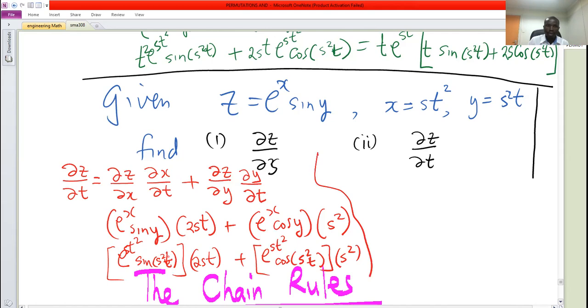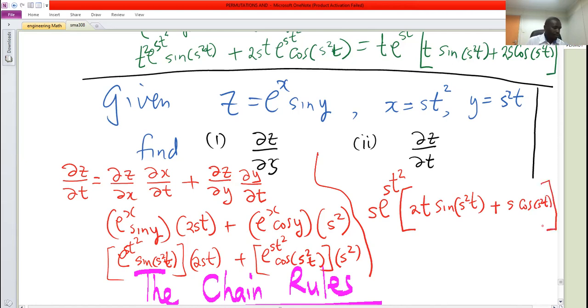So now common here is e^(st²) and then s. So we can say s e^(st²) times, the first term will be 2t sin(s²t), plus this term will be s and then cosine of s²t. So that's what we have: 2t sin(s²t) plus s cos(s²t). So that will be the solution.